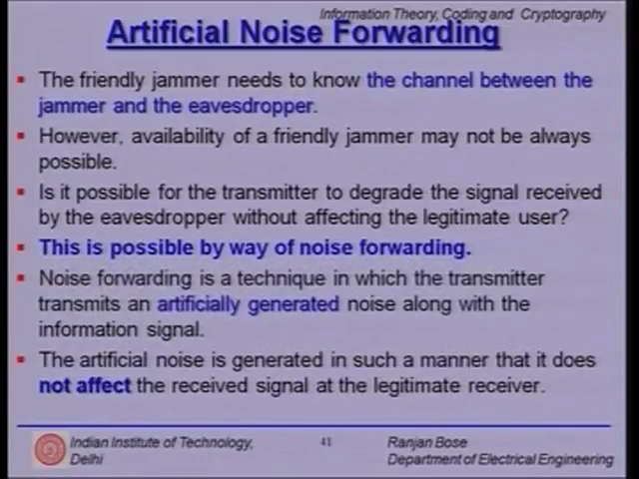Noise forwarding is a technique in which the transmitter transmits an artificially generated noise along with the information signal. This artificial noise is generated in such a manner that it does not affect the received signal. Most likely the legitimate receiver, who is our friend, should be able to cancel out this noise, but our eavesdropper will not be able to cancel it out.